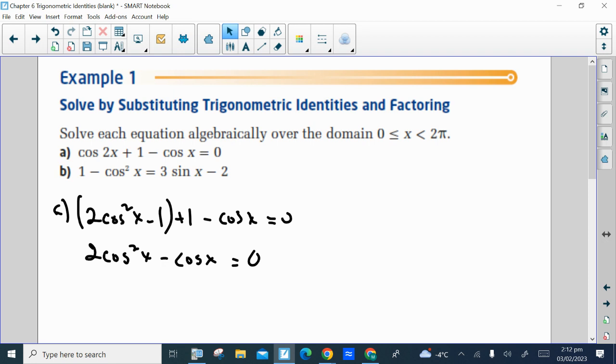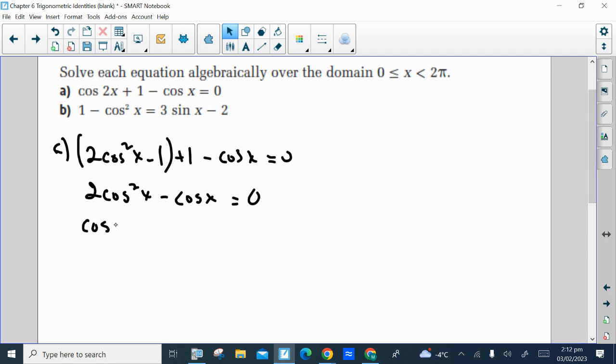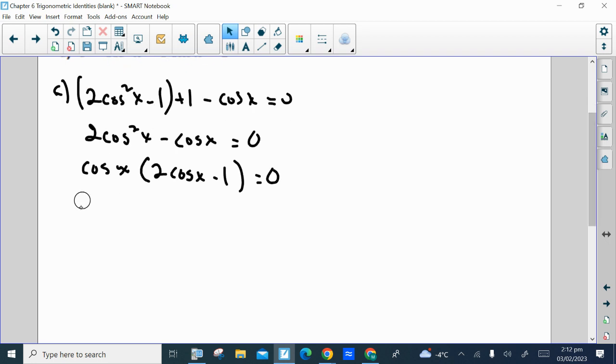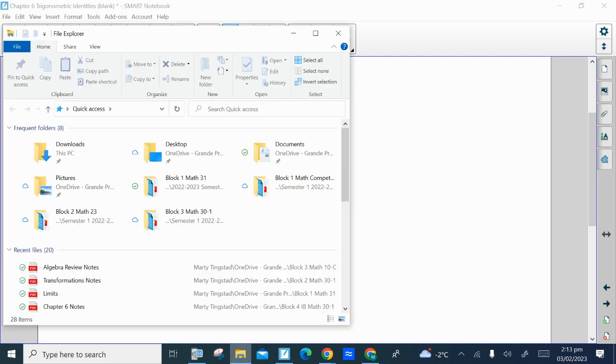And normally we solve quadratics by factoring. And in this case, there is a common factor of cosine x that we can take out. So common factor of cosine x taken out leaves us with that. And our solutions will come where each factor equals 0. It's where the cosine of x equals 0 and where 2 cosine x minus 1 equals 0. Or where the cosine of x equals 1/2. If you add 1 and divide by 2, that's what you'll get.